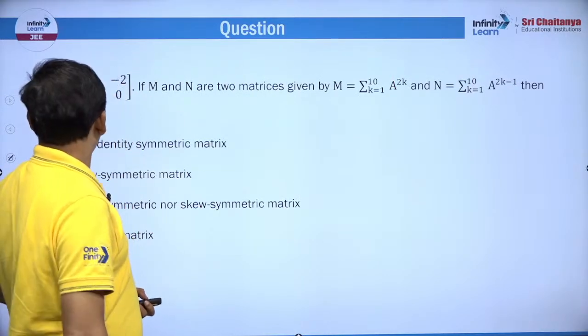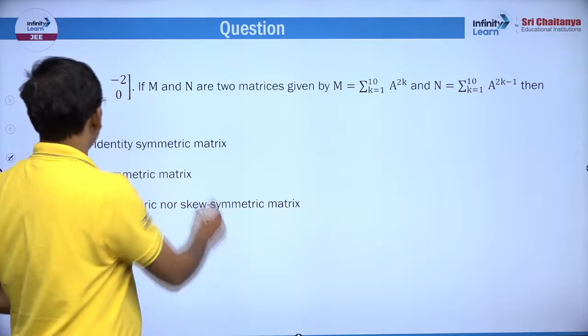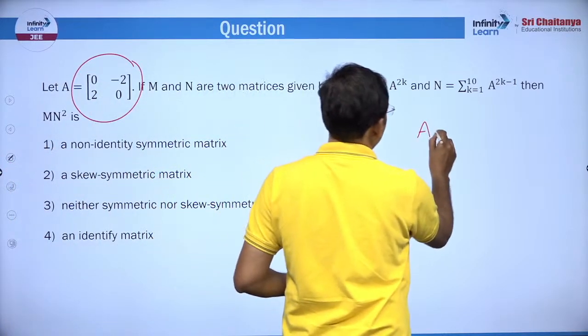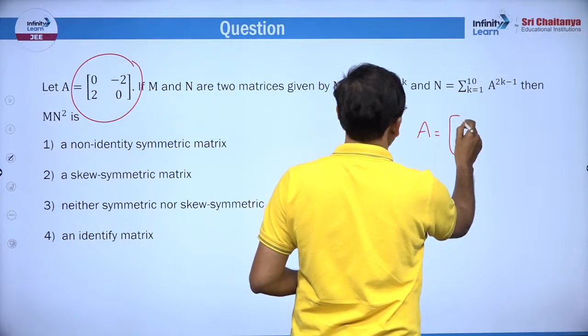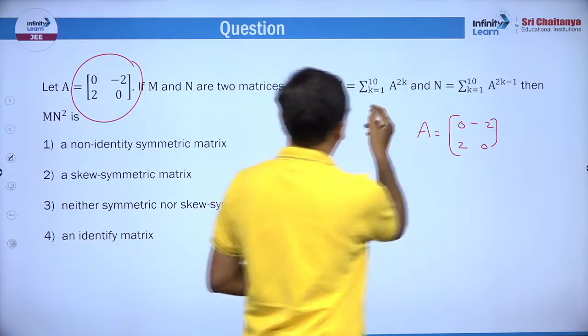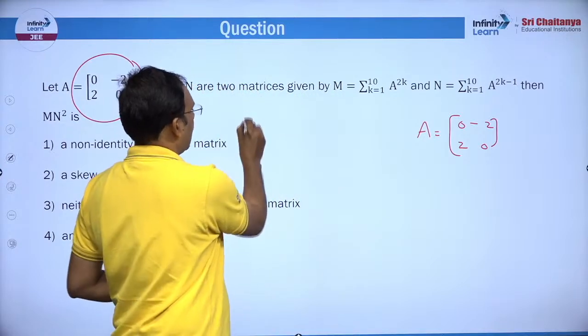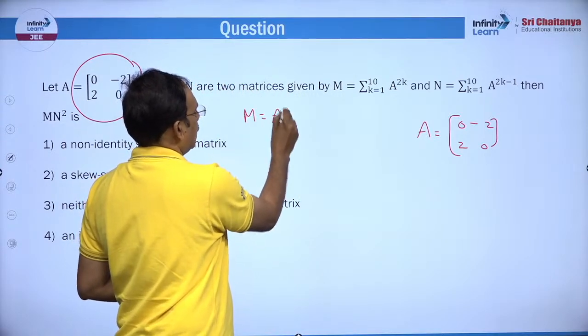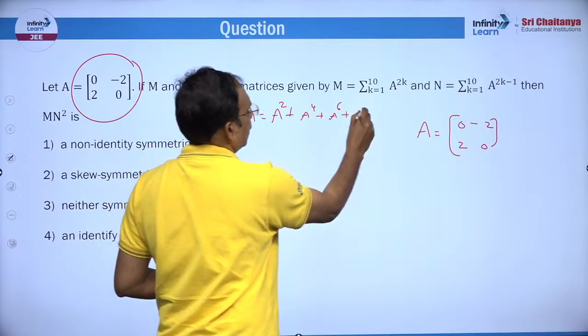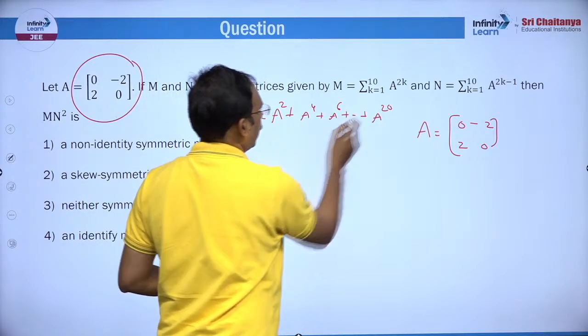Yeah. Now this question, friends: A is a matrix like, given like you see, 0 minus 2 2 0, fine, and M is a matrix like you see, A square plus A power 4 plus A power 6 plus and so on up to A power 20.